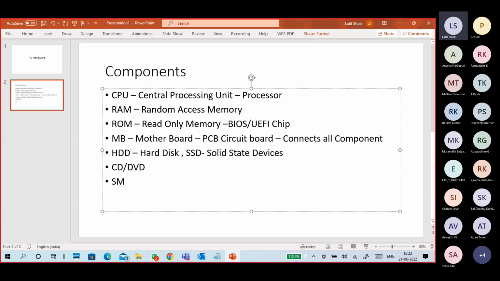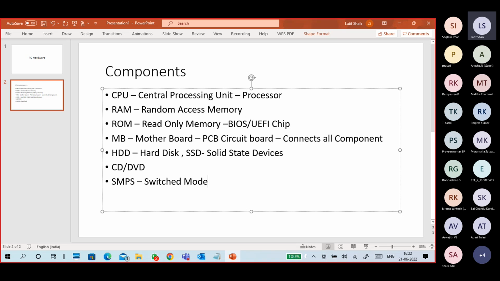Okay. SMPS. Anybody? Switch mode power supply. Very good. It's a mechanism used like an AC-DC converter. So we have a main power supply. Our main supply is an AC supply.